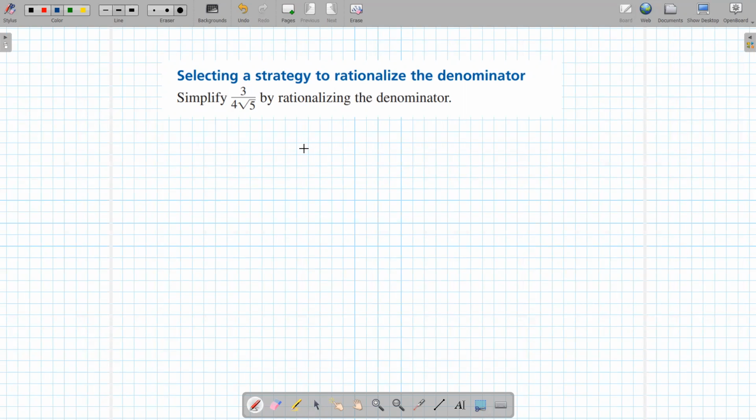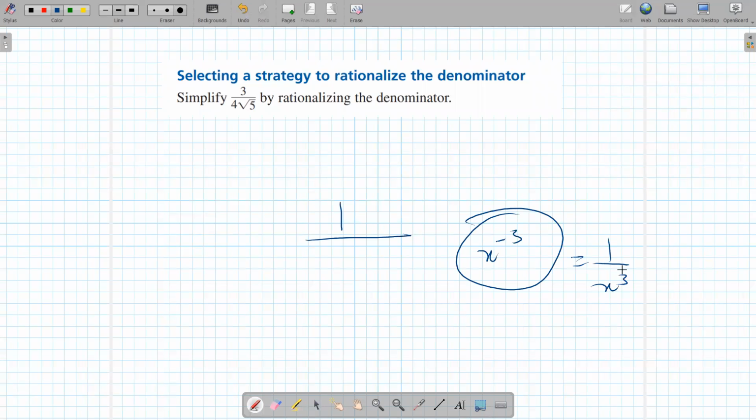This one says simplify this by rationalizing the denominator. Like, we don't like having negative powers. We kind of did this when we were doing exponents, we always write powers positively. I mean, usually. Same idea here. We don't like having a square root in the denominator. So what we do is we get rid of it.